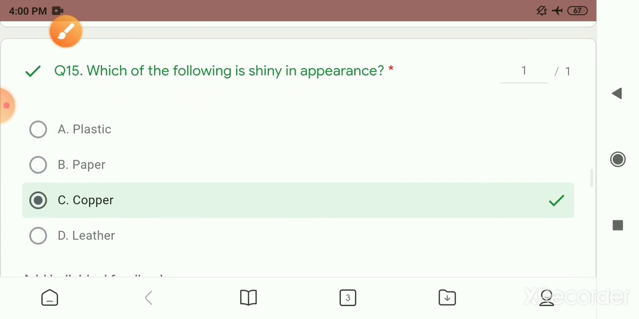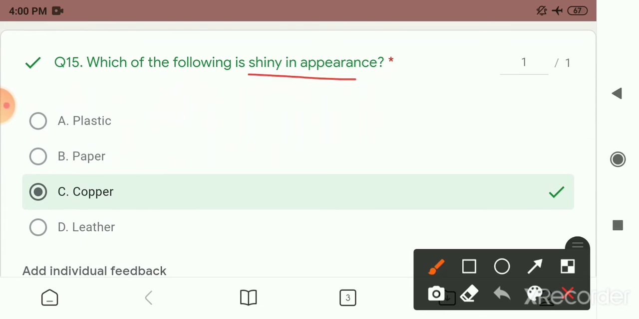Next is 15th number, which of the following is shiny in appearance? The options are plastic, paper, copper or leather. So here your answer is option C, that is copper. Copper is shiny in appearance. So your answer is option C.